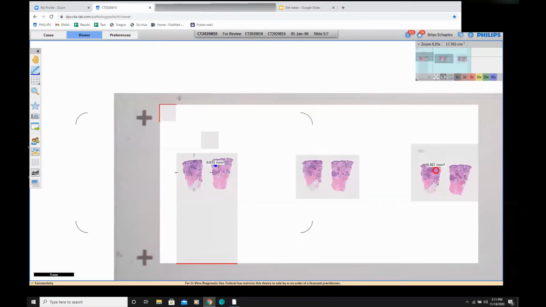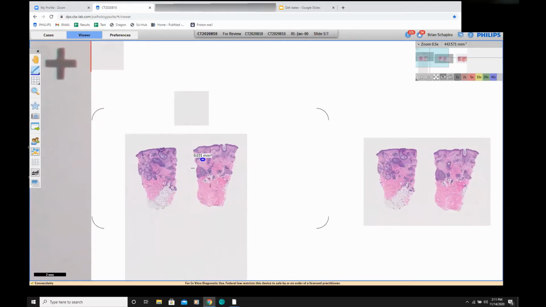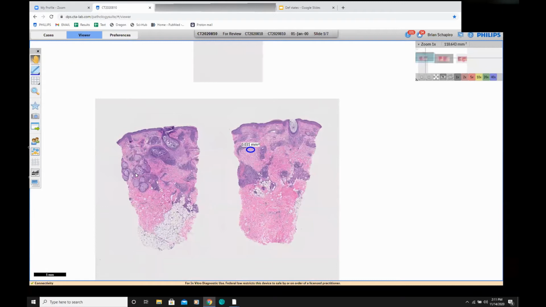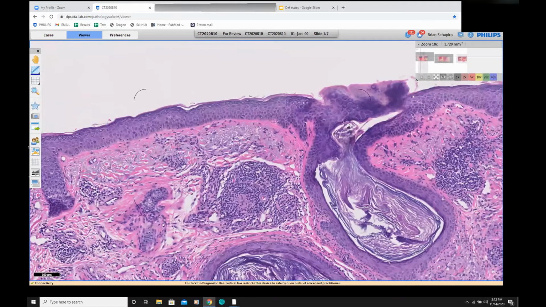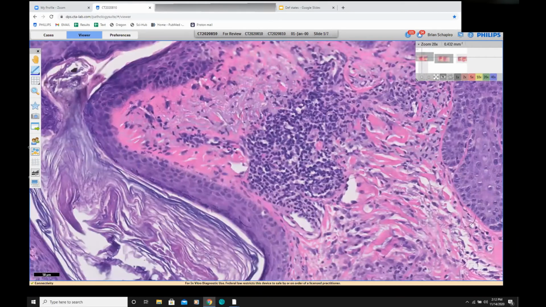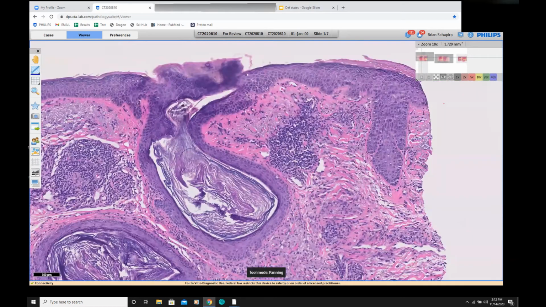So this was the first unknown slide I put out, which was a nice punch biopsy, and even at this power you can see follicular hyperkeratosis with a follicular plug, an area where there are sebaceous glands, maybe the face or the neck, and a dense infiltrate, superficial and deep, perifollicular and perivascular. You look on higher power, there's really no significant epidermal change. The infiltrate is comprised of lymphocytes with a few plasma cells.